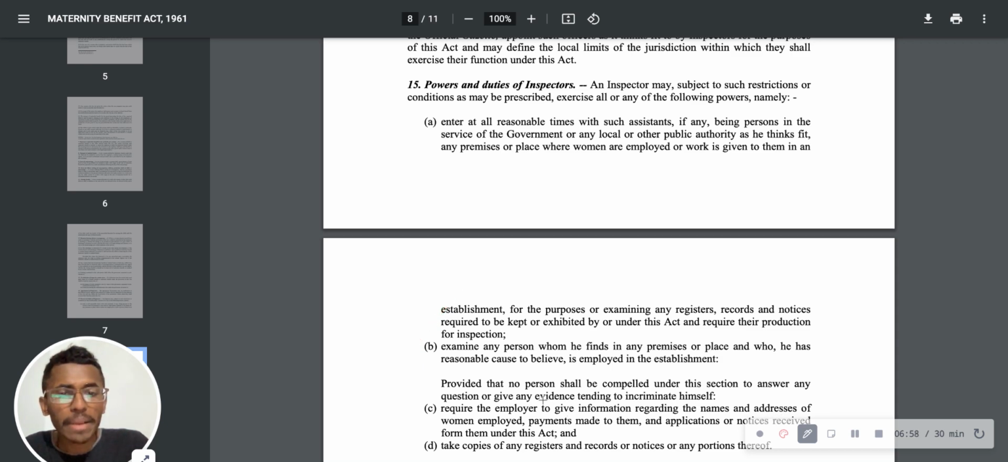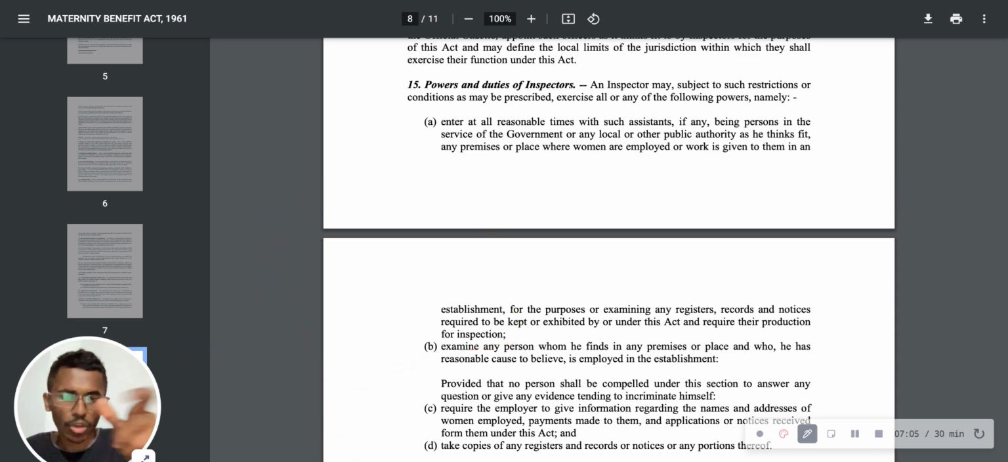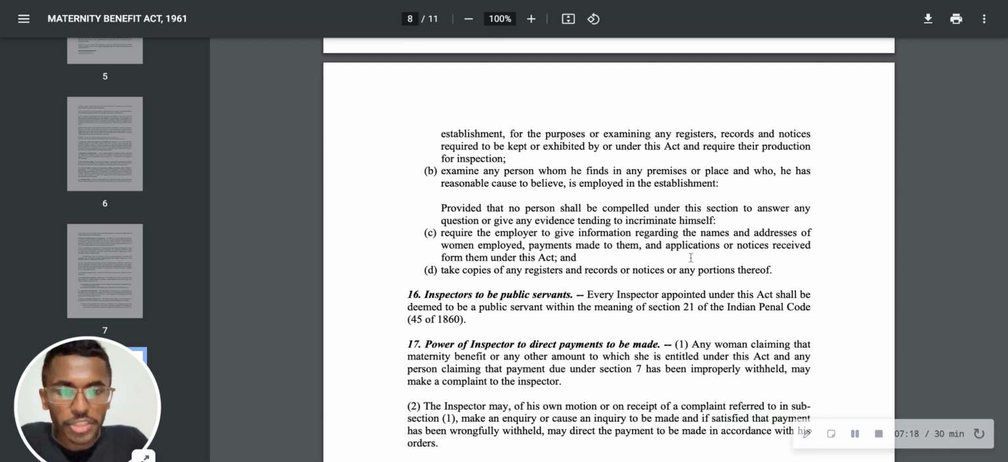C, require the employer to give information regarding the names and addresses of the women. At any point of time they can collect the names and addresses, whoever is the authority appointed by the government. They can go and collect all the details from the particular company, and they can even inspect. Also, require the employer to give information regarding the names and addresses of women employed, payments made to them, and the applications or notices received under the Act. So all this kind of information needs to be provided.